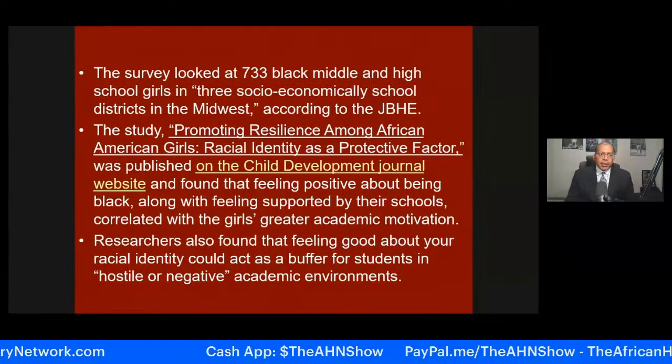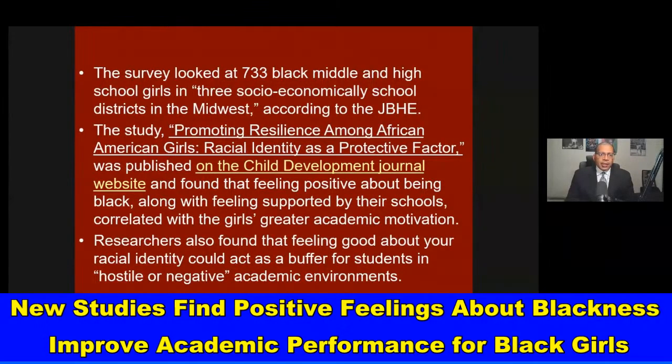The survey looked at 733 Black middle and high school girls in 3 socioeconomically diverse school districts in the Midwest. The study, called Promoting Resilience Among African American Girls, Racial Identity as a Protective Factor, was published on the Child Development Journal website, and found that feeling positive about being Black, along with feeling supported by their schools, correlated with the girls' greater academic motivation.